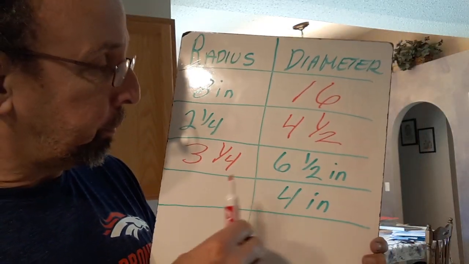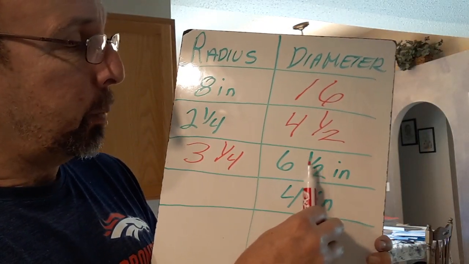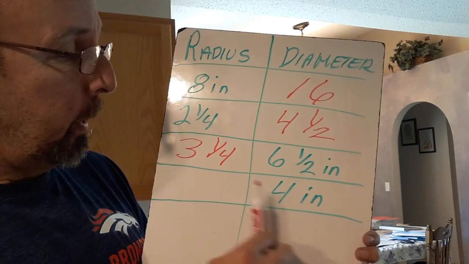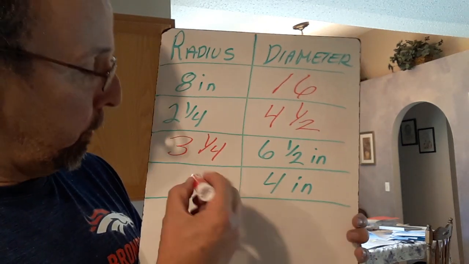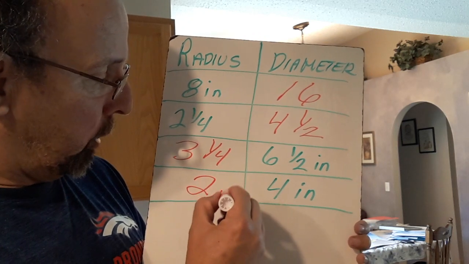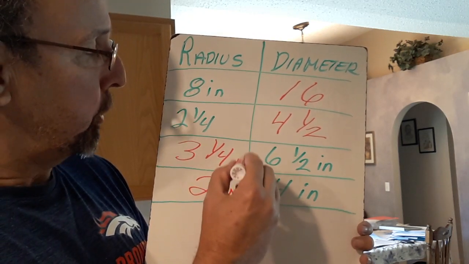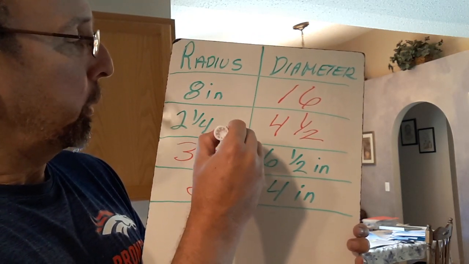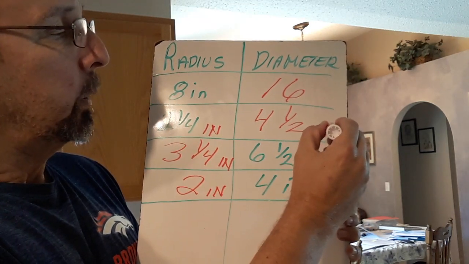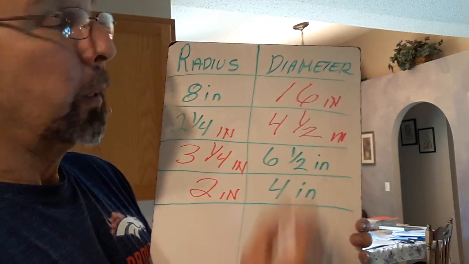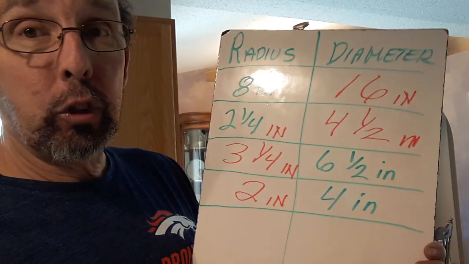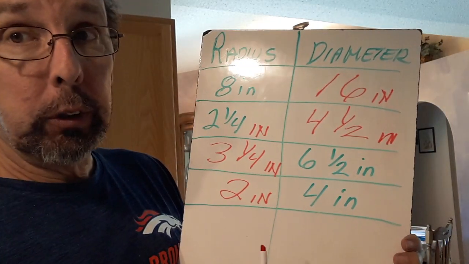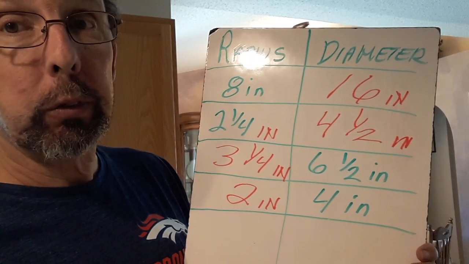So you're going to divide this by 2. Here, I'm going to divide this by 2. So if the diameter is 4, the radius is 2. And of course, you would label them inches. This should have been labeled inches. Try to label things. So a chart like that with 4 answers is going to be at the beginning of your quiz.